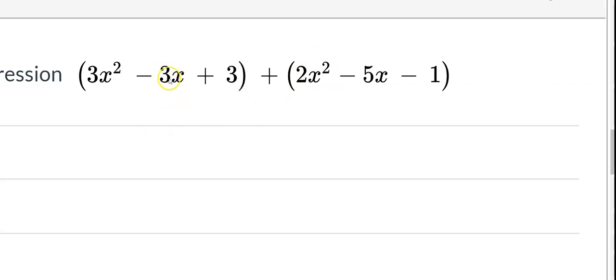Okay, and you've got a negative 3x plus a negative 5x. Just watch your signs on those, because when I add two negatives, when you add two debts, you just get a bigger debt. So kind of like marriage. You got negative 3x, negative 5x. That gives me negative 8x.